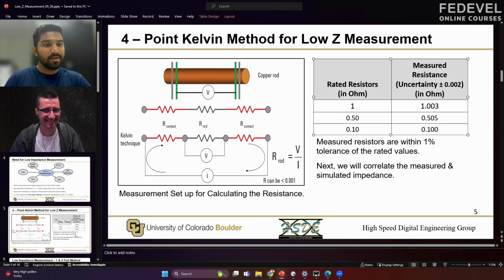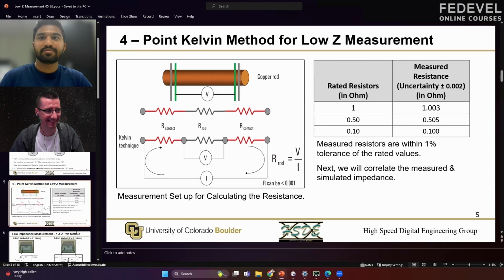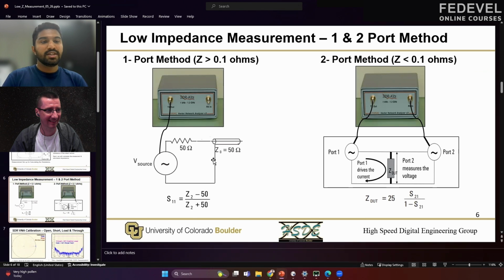I'll show you how to calibrate the SDR VNA. So this is going to be our SDR VNA that you see in the picture here, and we are shortly going to take an actual live measurement.